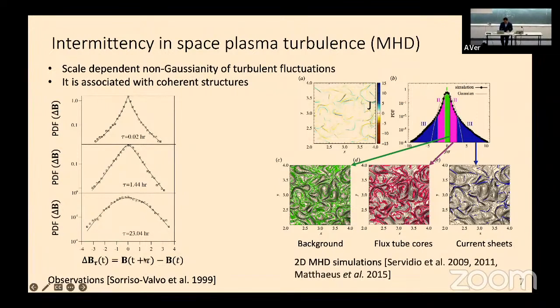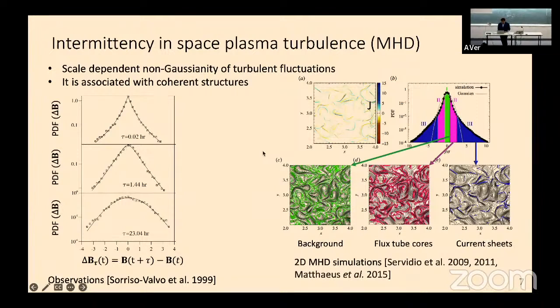The important thing is that time lag parameter tau. At large scales, the distribution of increments is nearly Gaussian, but at smaller time lags, you can see the presence of long non-Gaussian tails in the distribution. All these panels correspond to MHD scales: these are large MHD scales, and these are small MHD scales. But we can ask ourselves the question, what do these long non-Gaussian tails mean?